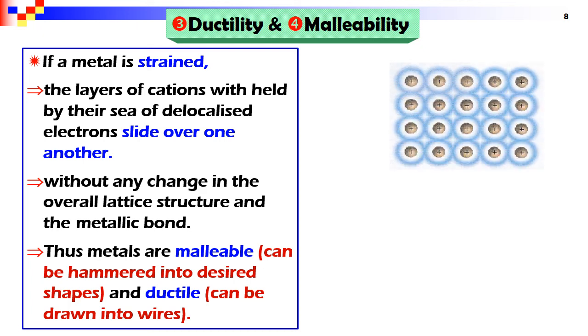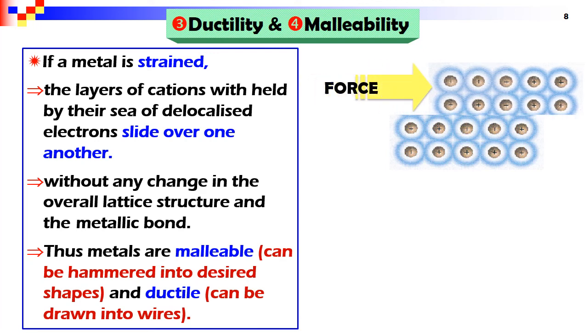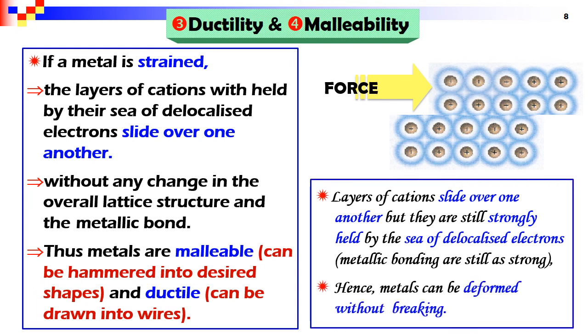So this is how ductility and malleability are explained. When a force is applied, the layers of cations slide over one another, but they are still strongly held by the sea of delocalized electrons, which means that the metallic bonding is still as strong. Therefore, metals can be deformed without breaking.